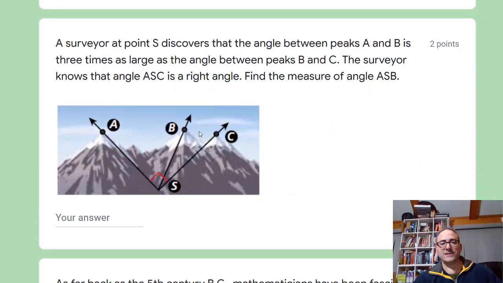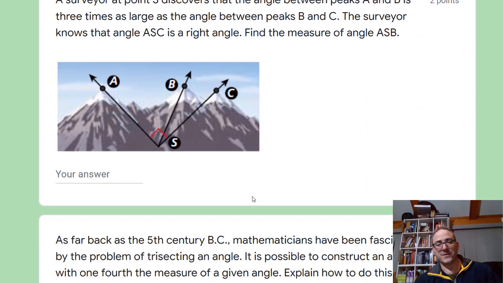All right. Once you find out whatever this value is, remember this is 3 times greater, so just multiply your answer by 3, and you'll have this one. All right?